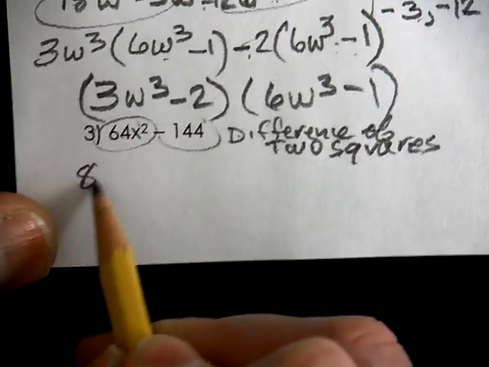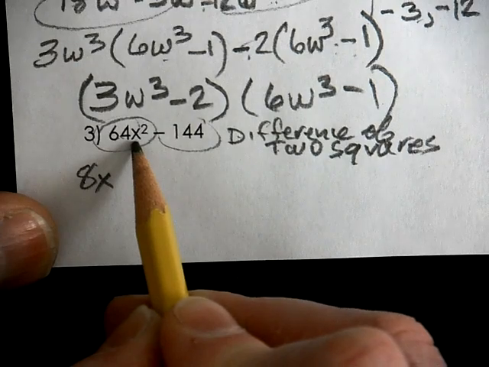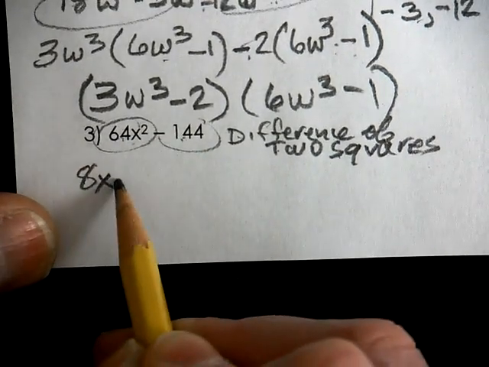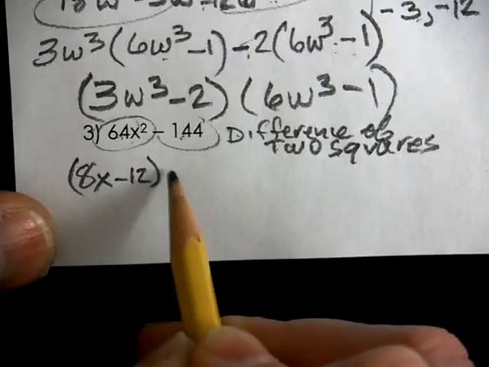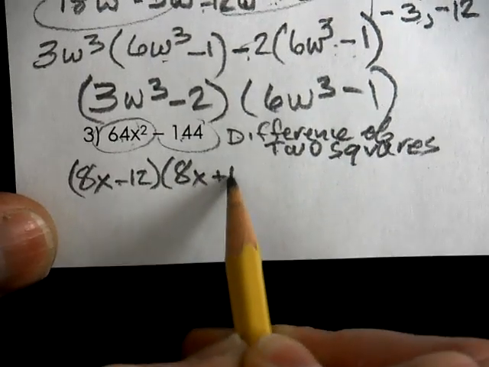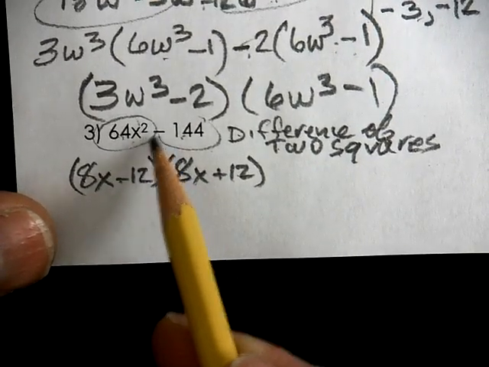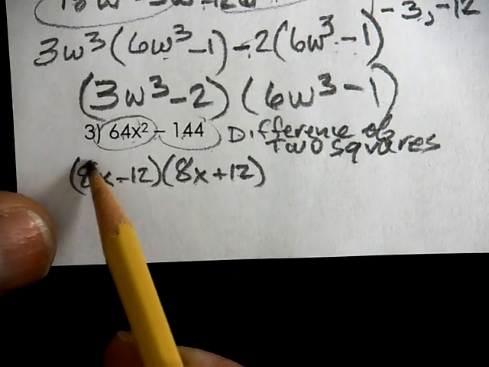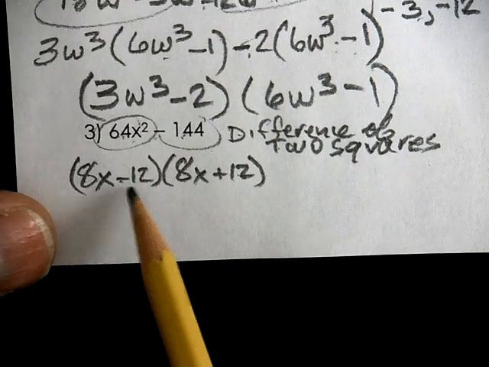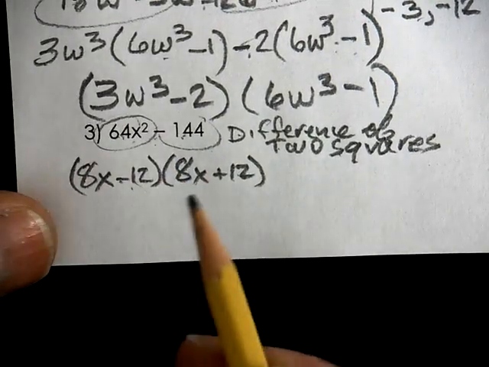So we get 8x, taking the square root of that, and the square root of that. So we would have to write it twice. Now it's going to be negative and positive because it's got to add to 0 in the middle. So we've got 96, a positive 96 and a negative 96 makes 0 in the middle.